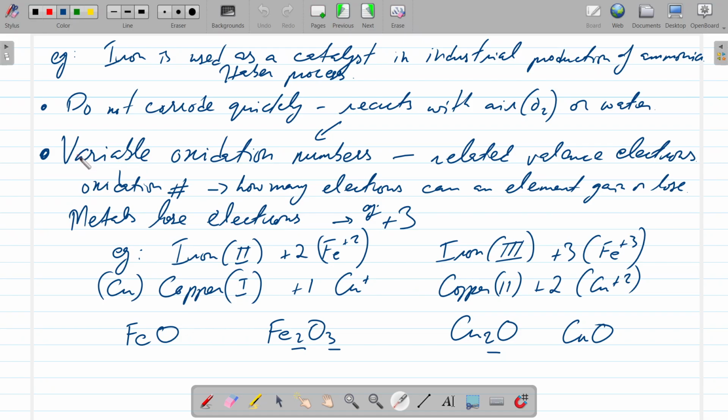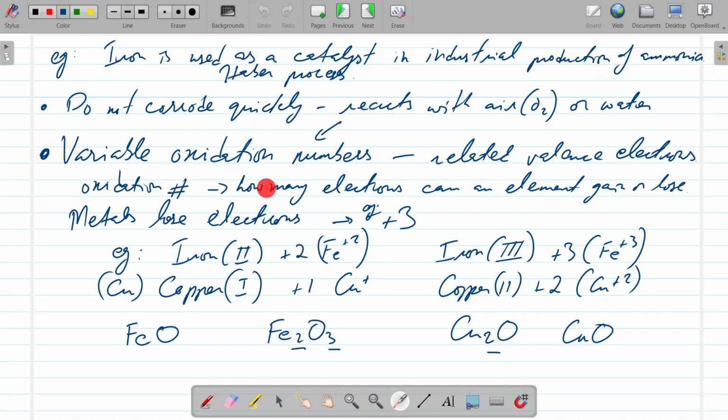Then the highlight, as I mentioned, is the variable oxidation numbers. That's related to the valence electrons, and also another factor, whose explanation is again beyond the syllabus, regarding electron orbitals within the shells.